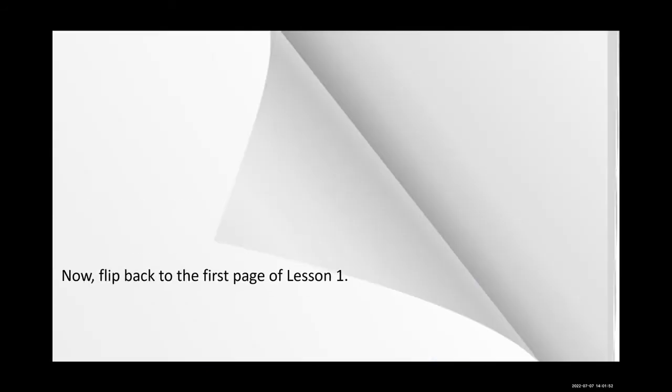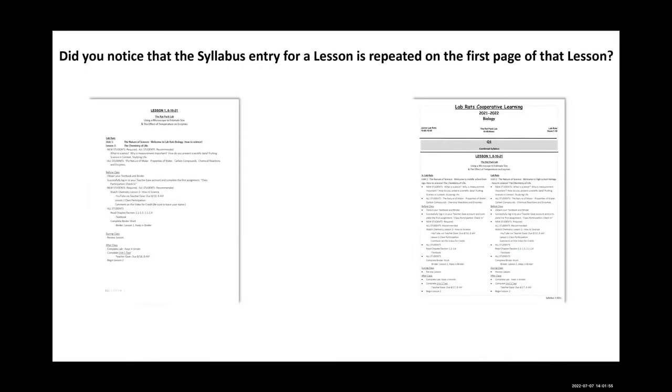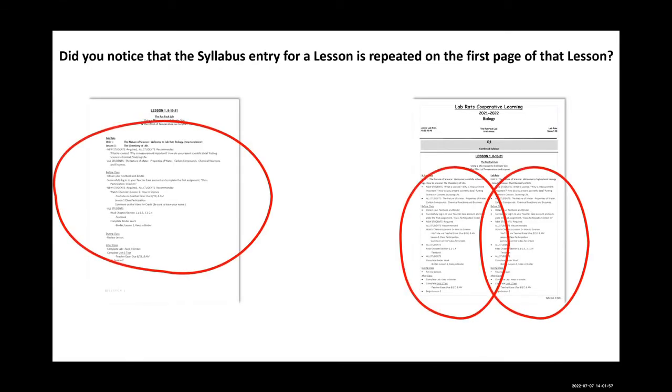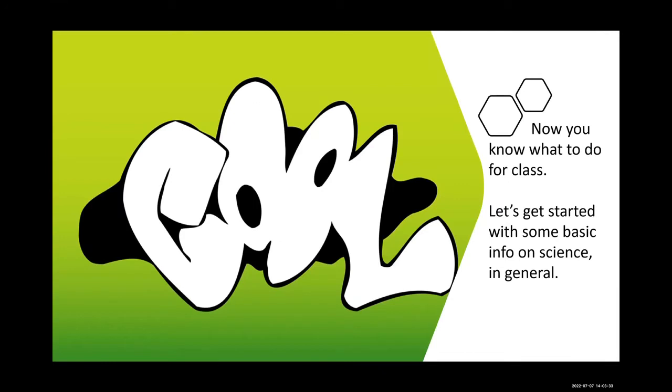So now let's flip back to the first page of lesson 1. Let's have a look. This is an example from another class I taught. This is biology here, not earth science. But you'll notice the syllabus entry for a lesson is repeated on the first page of that lesson. If you look at the syllabus for lesson 1, for example, you're going to find the exact same text on the first page of lesson 1 in your binder. Again, here we are with redundancy. So to know what assignments to do each week, you can look in either place.